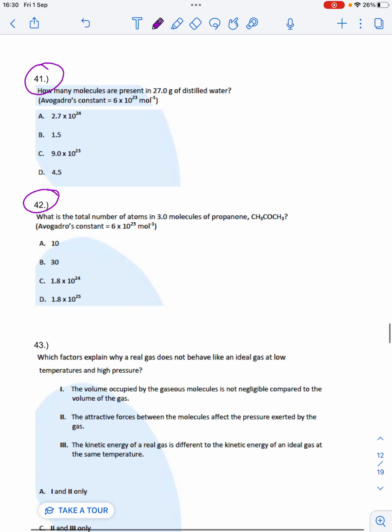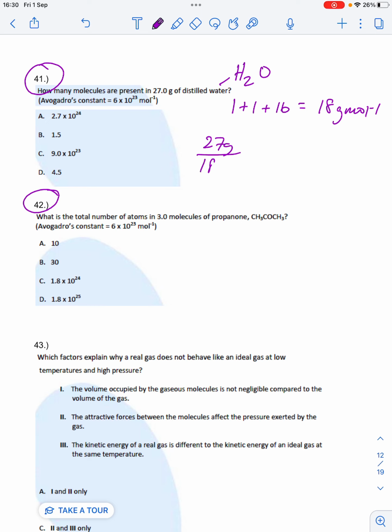41. How many molecules are present in 27 grams of distilled water? Distilled water is just pure water, so we're dealing with H2O. Hydrogen weighs 1, so there's 2 hydrogens, which weighs 2, plus oxygen, which weighs 16. We've got a molar mass of 18 grams per mole. We've got 27 grams. 27 divided by 18 gives us 1.5 moles.